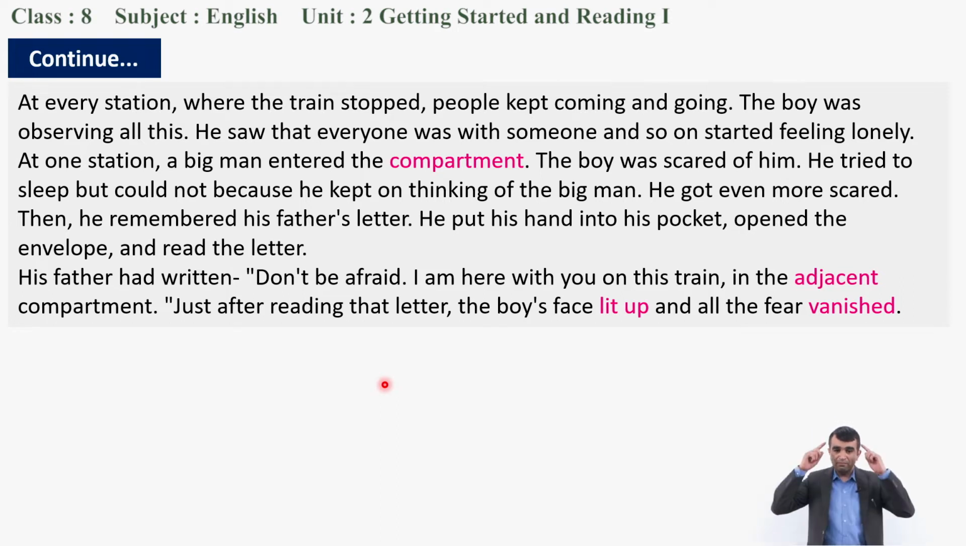Then he remembered his father's letter. He put his hand into his pocket, opened the envelope and read the letter. His father had written, "Don't be afraid. I am here with you on this train in the adjacent compartment." Just after reading that letter, the boy's face lit up and all the fear vanished.